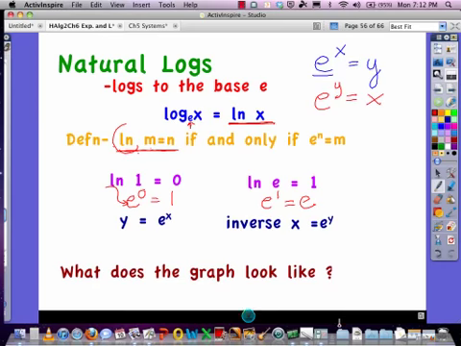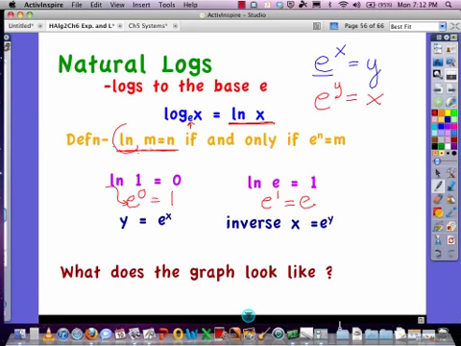So y equals e to the x is our basic equation for all exponential base e problems. And the inverse is x equals e to the y, like I had done up top. But you get a problem when you start trying to graph that. But we will take a look at what our graph does look like.